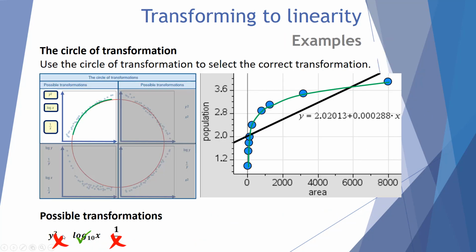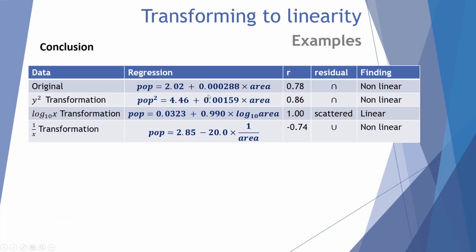So the one we're left with: y squared didn't work, the reciprocal of x didn't work, however the log to the base 10 of x gave us an excellent outcome. So here's all our information: our original data, our y squared transformation, our log 10 of x transformation, and our reciprocal x transformation. You can see our original data was not linear, had an R value, correlation coefficient, of 0.78. Our second transformation, the y squared transformation, improved that to 0.86. However, the residual is still a frowny face. So the finding is, this is not linear.